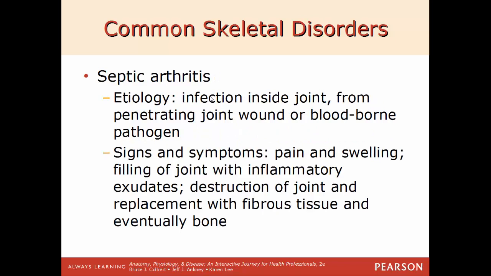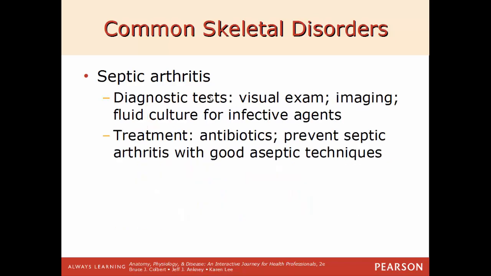Septic arthritis: the etiology is an infection inside a joint from a penetrating joint wound or a blood-borne pathogen. Symptoms: pain, swelling, the filling of the joint with inflammatory exudates, the destruction of the joint and replacement of fibrous tissue with actual bone. Some diagnostic tests for septic arthritis: imaging, visual exams, fluid culture to see what kind of pathogen is present causing the sepsis. Treatments: antibiotics. Antibiotics are obviously the most common one you would use to treat septic arthritis.